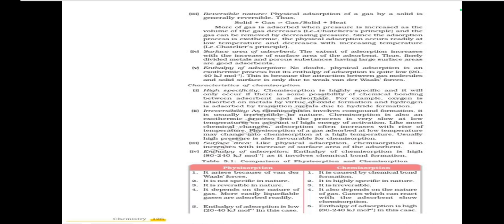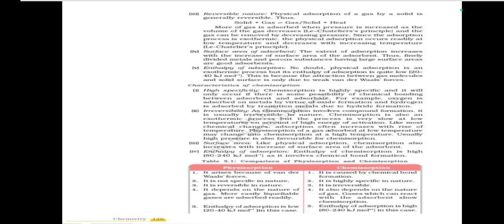Characteristics of chemisorption. Higher specificity: chemisorption is highly specific and will only occur if there is some possibility of chemical bonding between adsorbent and adsorbate. For example, oxygen is adsorbed on metals by virtue of oxide formation, and hydrogen is adsorbed by transition metals due to hydride formation. Irreversibility: as chemisorption involves compound formation, it is usually irreversible in nature.